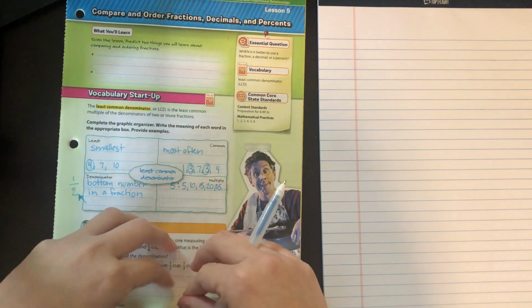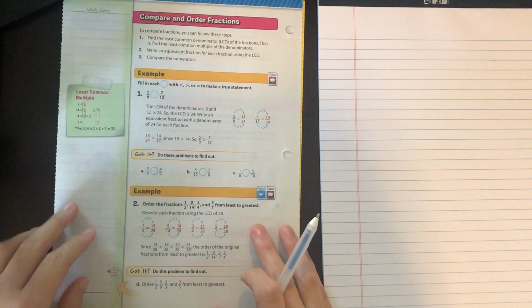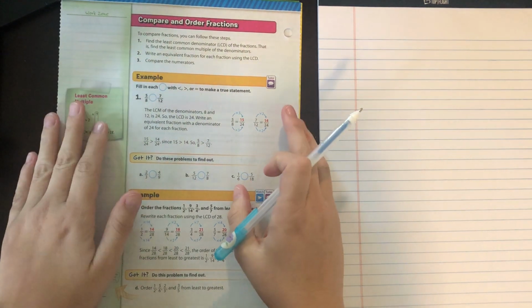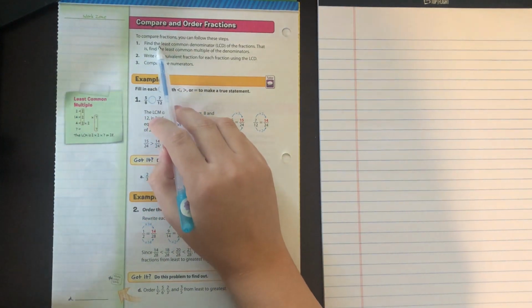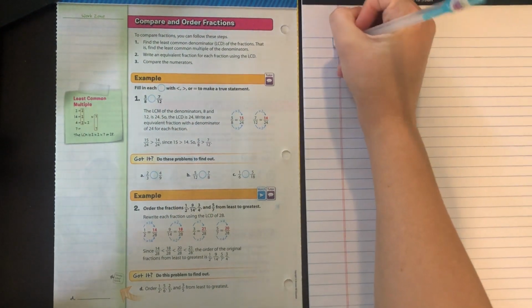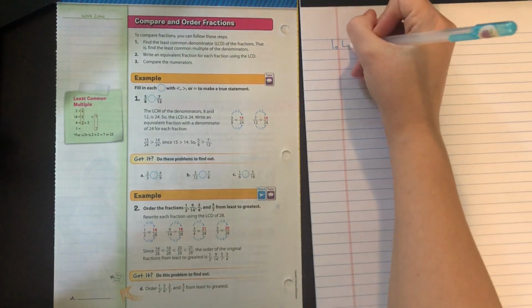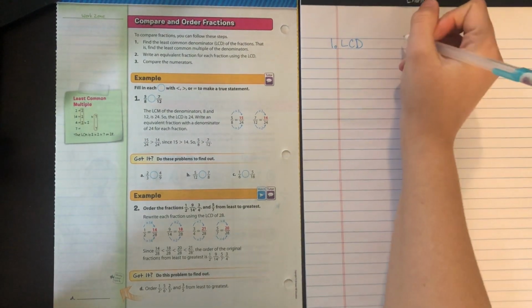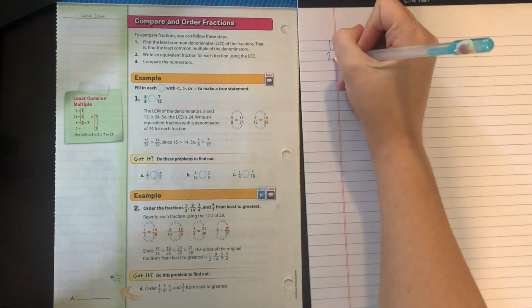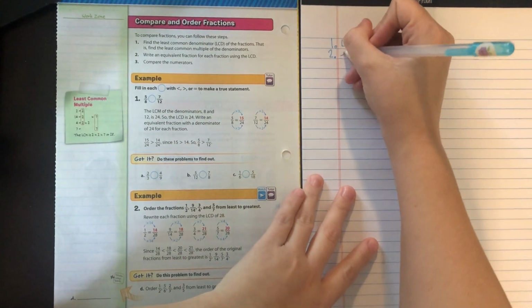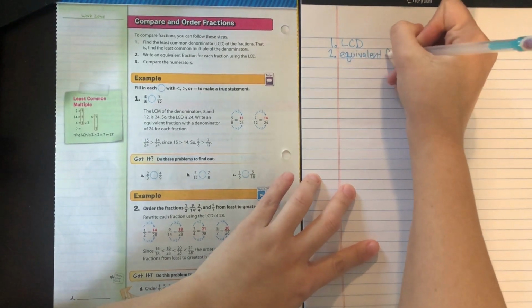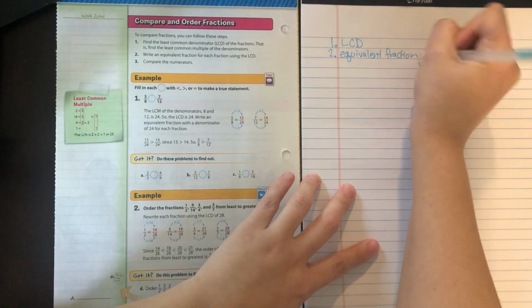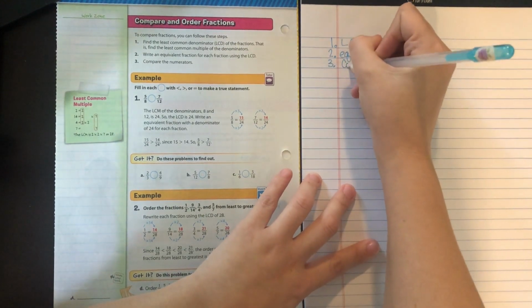So we are going to go ahead and go to the next page. So we're looking at page 130 now, compare and order fractions. So to compare fractions, we have to follow these 3 steps. So step 1 is find the least common denominator. Step 2 is to write an equivalent fraction. And step 3 is to compare.